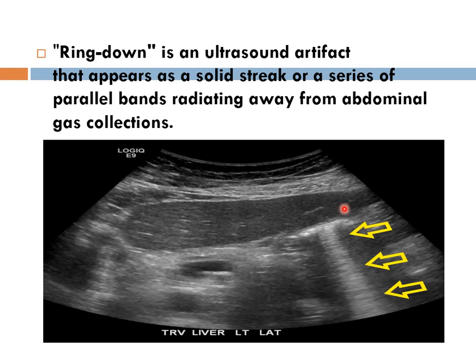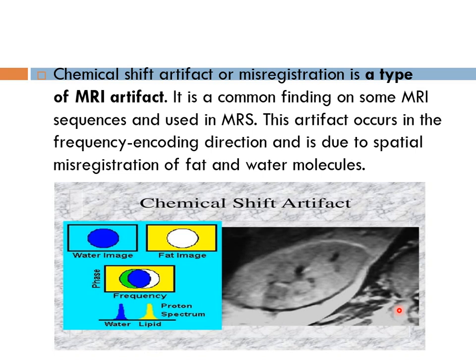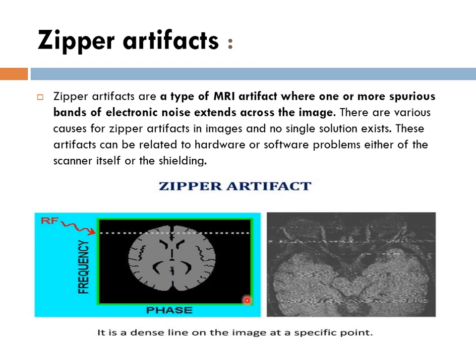We have some other examples of artifacts. Like we see frequently in ultrasound, these dense white lines formed by gas; this is called ring down artifact. Another example is chemical shift artifact, due to misregistration of fat and water; we see one line dark and on the other side a dense white line. Then there's zipper artifact, which makes noisy lines. Why does this artifact happen? It's outside signal, related to hardware or software problems, or the scanner itself, or the shielding. So signal is getting from outside into the scanner.